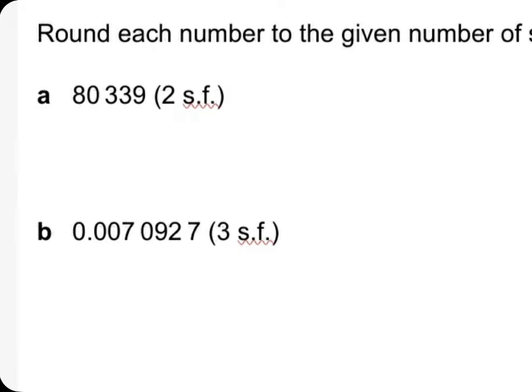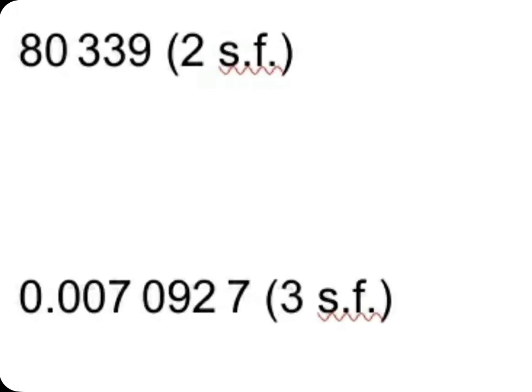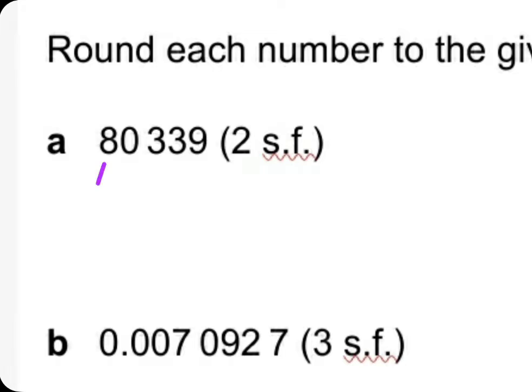First, question A. In question A, we have 80,339, and he wants two significant figures. Two significant figures means two numbers. So we come to the number, we count 1, 2, and then we look at the number after it. If the number after the two significant figures is more than 5 or 5, we add 1 to the second significant figure. If it's less than 5, we just put 0 instead of it, and we don't change the significant figures.